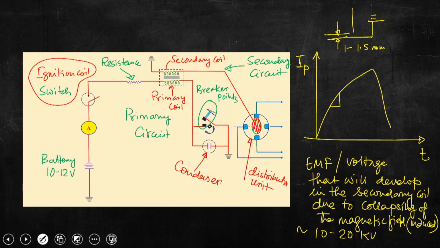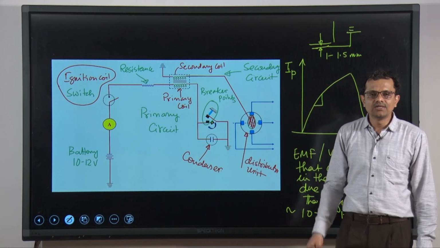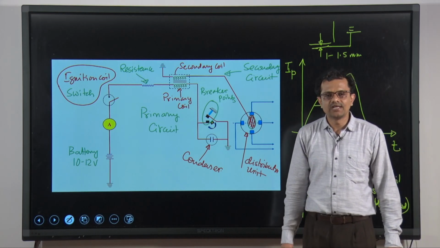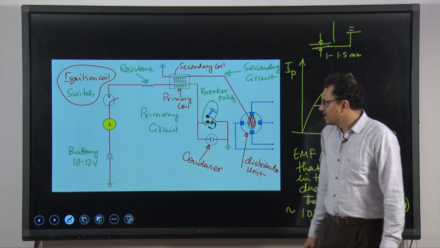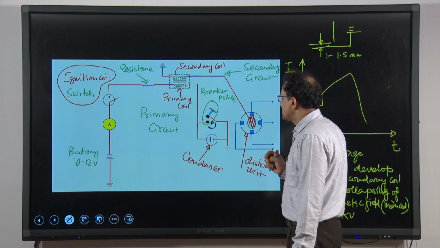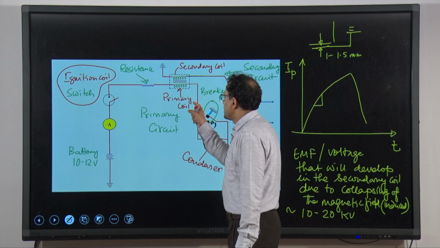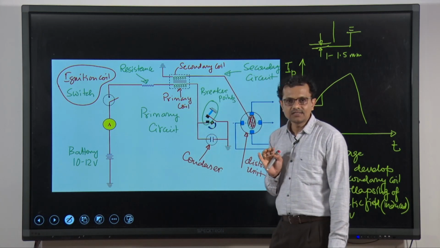So, try to understand: using the battery voltage, which is a small EMF of 10 to 12 volt, we could produce a significantly higher voltage in the secondary coil, which is 10 to 20 kilovolt. This is needed to break the resistance of this gap, so that a spark will be produced in the spark plug, and that will be used to ignite the combustible fuel-air mixture in the engine cylinder.